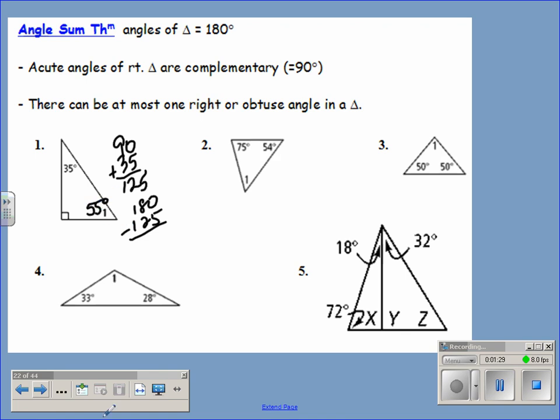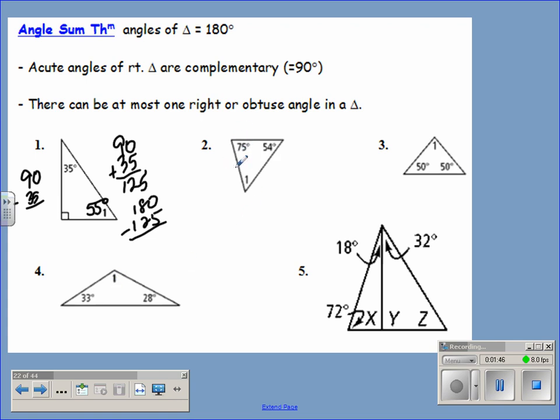You know what also could use? There can only be one right angle in the triangle, so these two have to add up to 90. So you could have also just done 90 minus 35, and that would have given you the same answer as well. Though you can only do that in a right triangle, so don't try that in any other triangle.